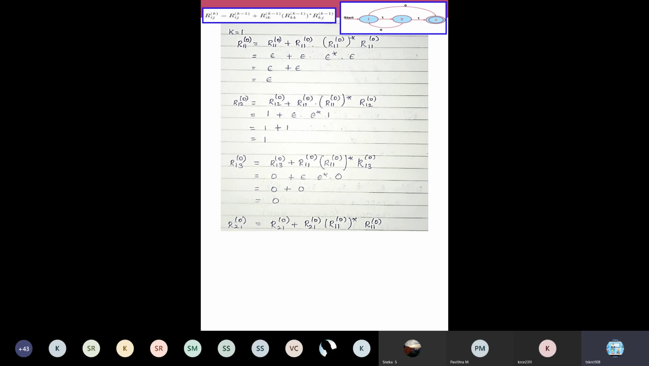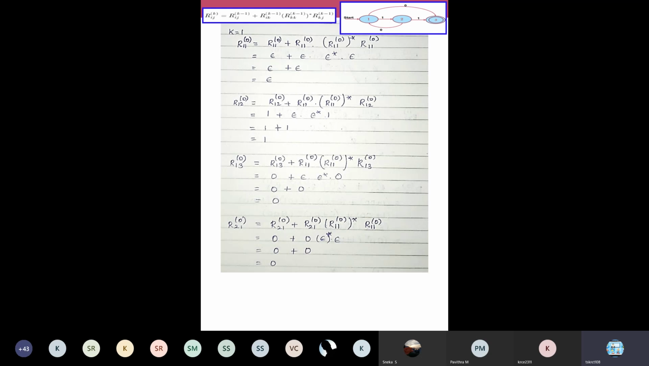i is 2, k is 1, at level k is 1. So you'll have 1, 1, 1 and then kj. j is also 1, so 1, 1, 0. Substitute your values: r21 of 0 is 0 once again, 1, 1 is epsilon. Epsilon is in concatenation, remove that. So you'll get 0 plus 0, and your expression is 0. Here the simplification is very easy because many epsilons come in and you are having single symbols.